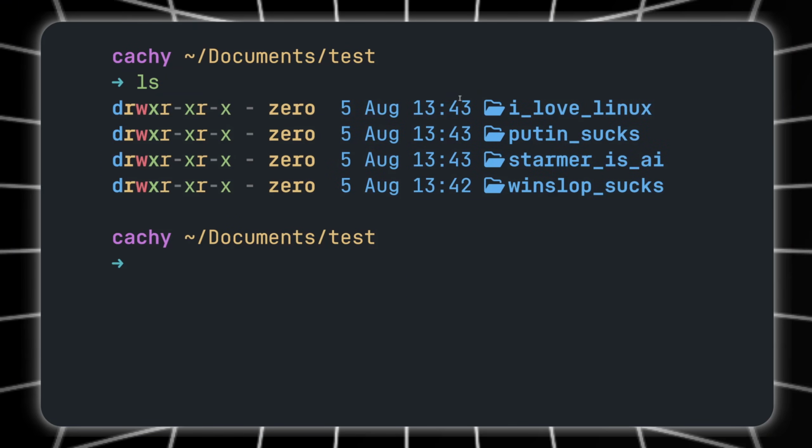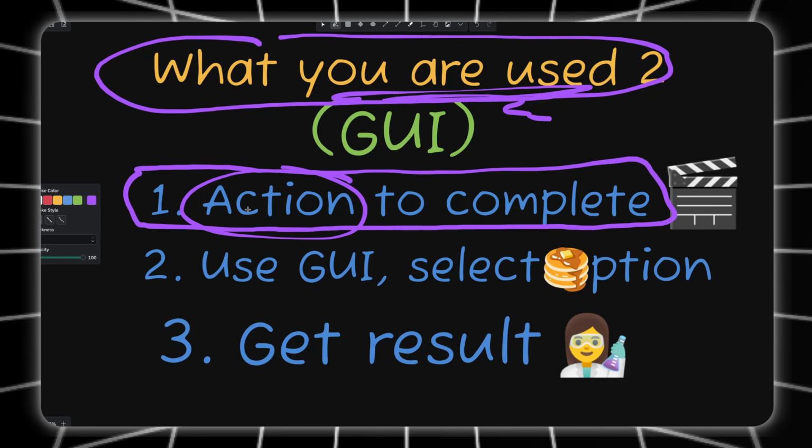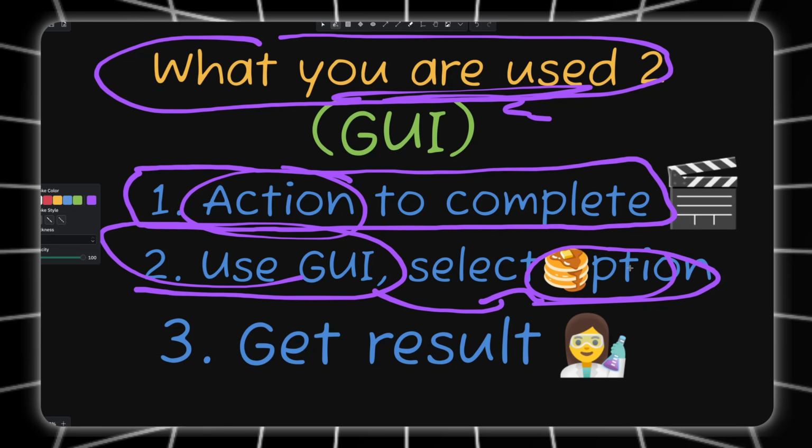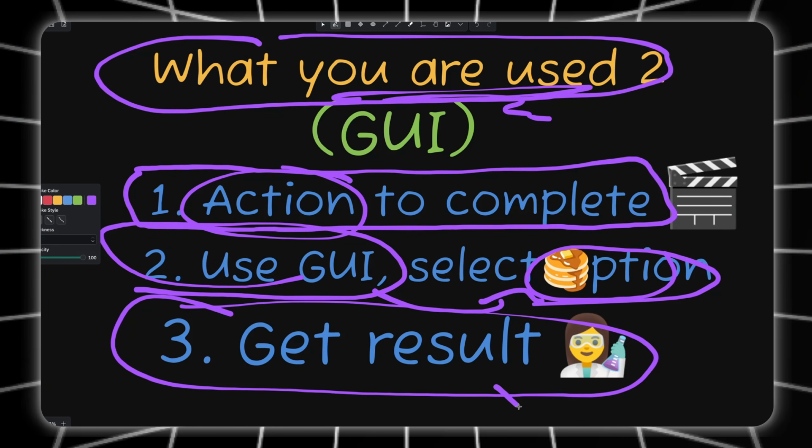Now, you might still be a bit confused. So this is what you are typically used to. Number 1, we have an action that we want completed. In this case, it was to create a folder. Number 2, we use the graphical interface to select the option from a list of menus. So think of the GUI like a friendly and interactive middleman. Number 3, the action returns a result, which is the newly created folder in this case.